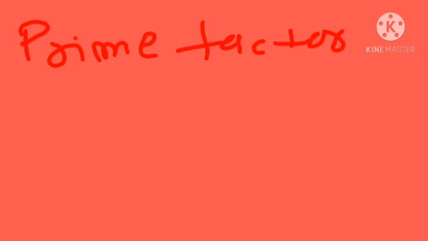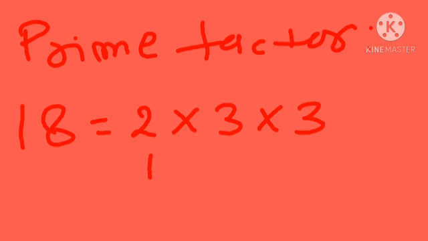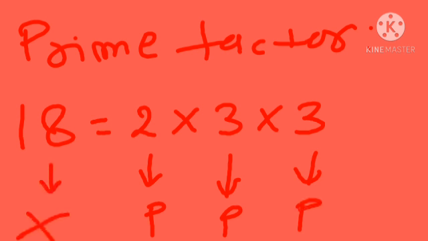Now, we will understand what is a prime factor. For example, just take 18. We can write 18 as 2 multiplied by 3 multiplied by 3. So we know very well 2 is a prime number, 3 is also a prime number, 3 is also a prime number, but 18 was not a prime number.